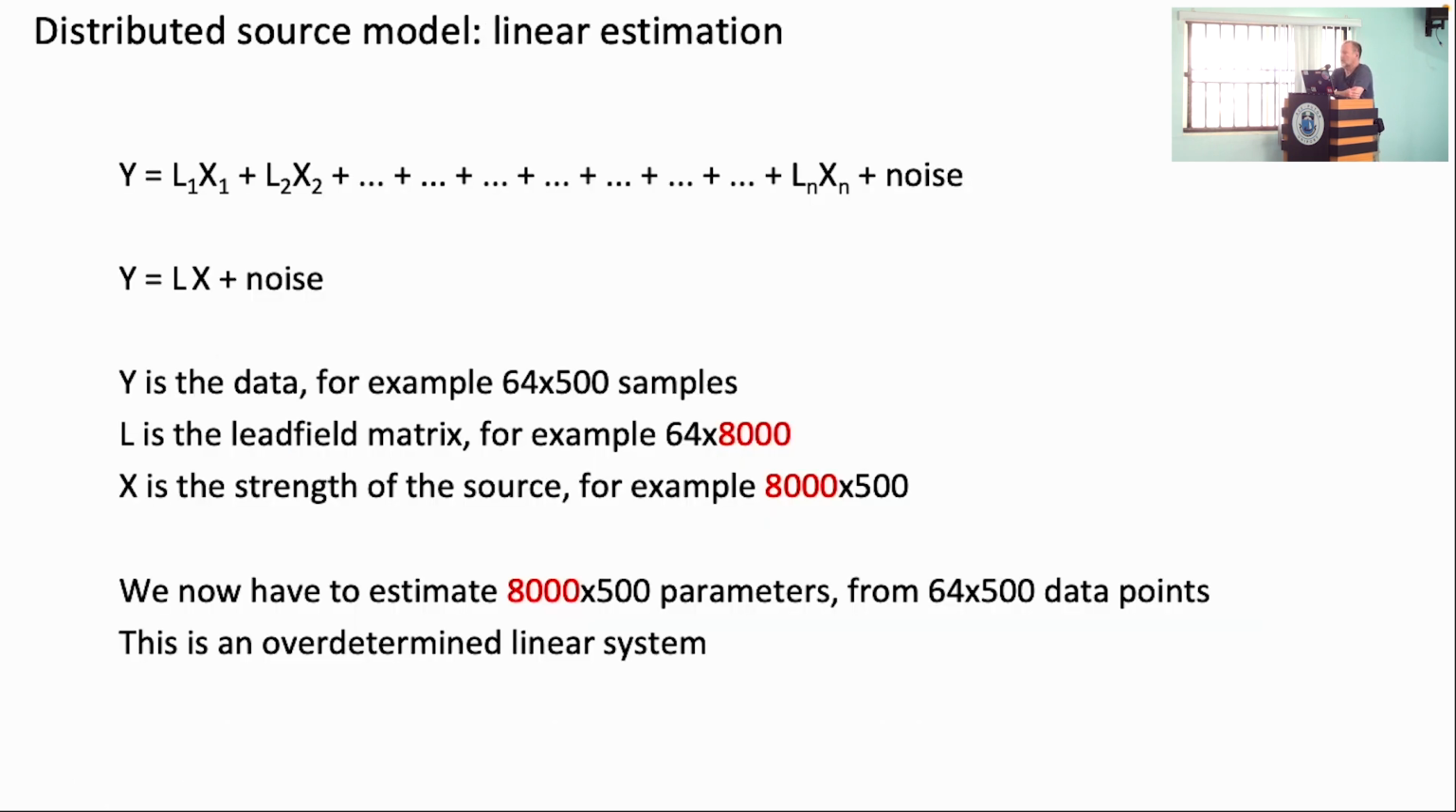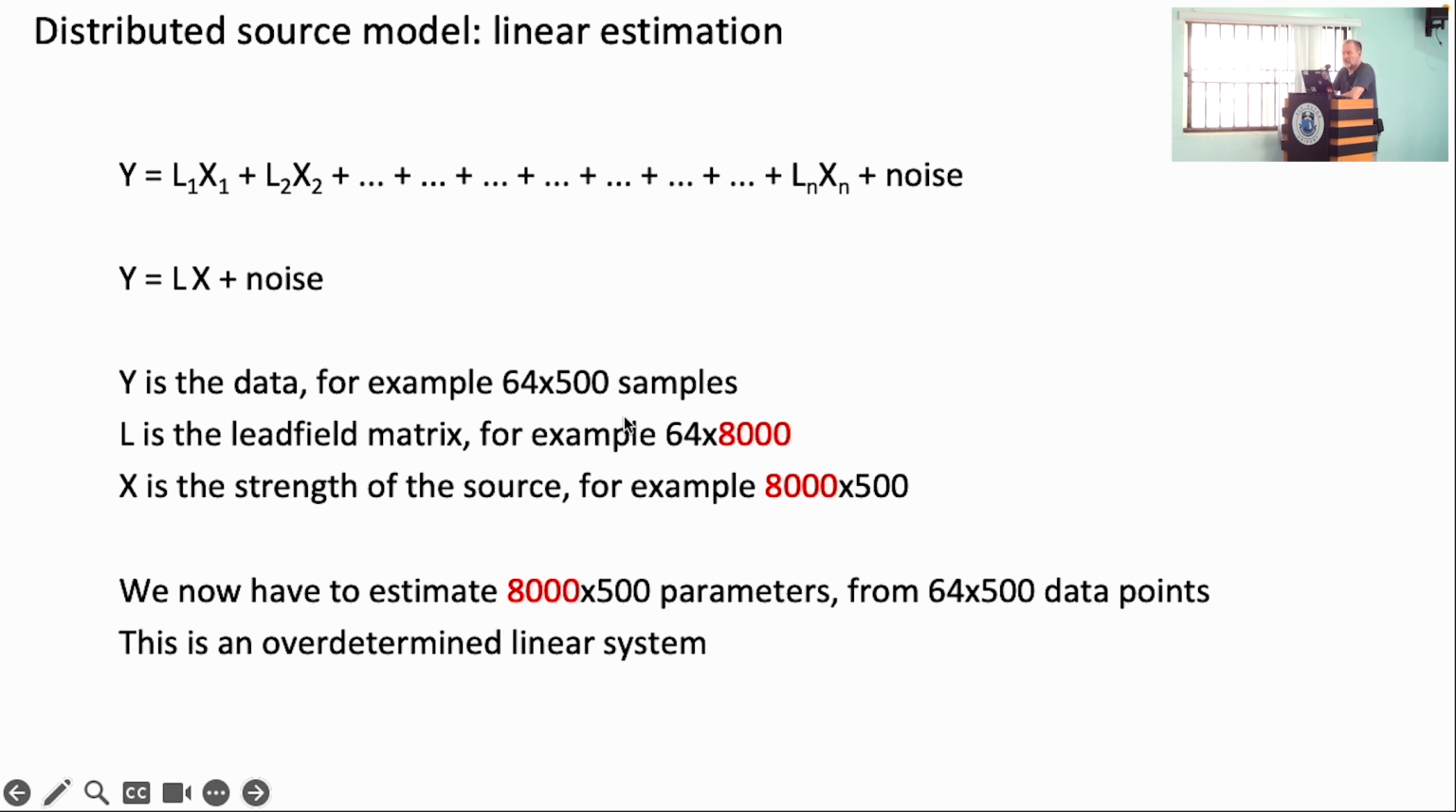Let's again look at the mathematics. So we have the data, which we can model. The data is, for example, 64 by 500. But now we have many more dipoles than we had before. Each of these dipoles has a lead field matrix. So the total lead field matrix then becomes very large.